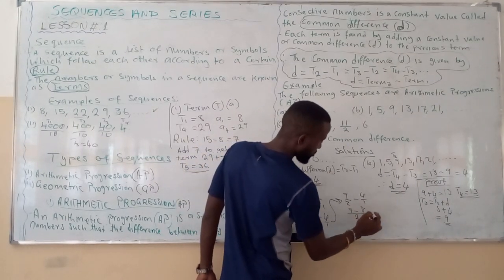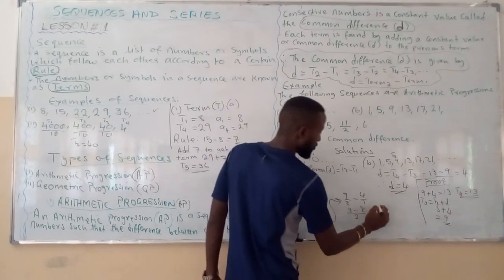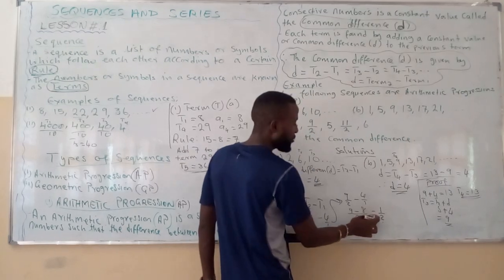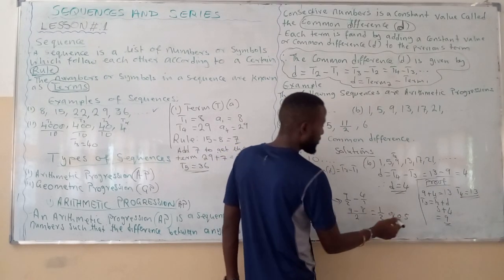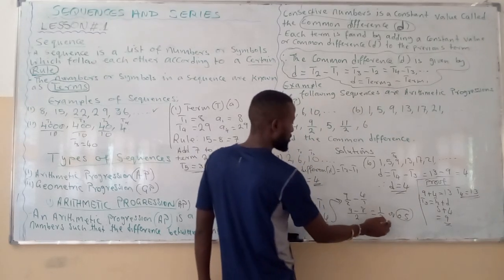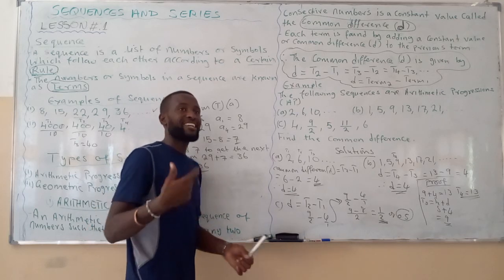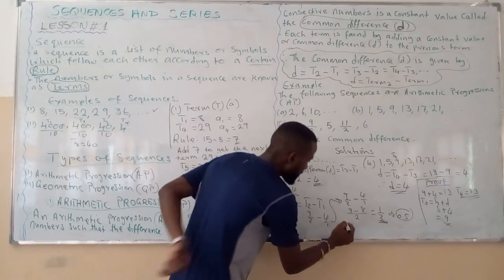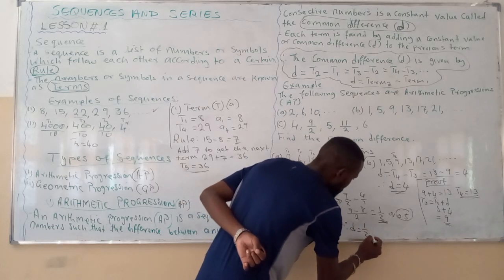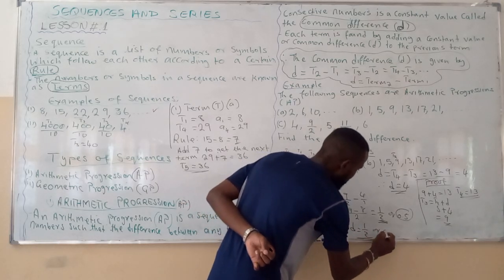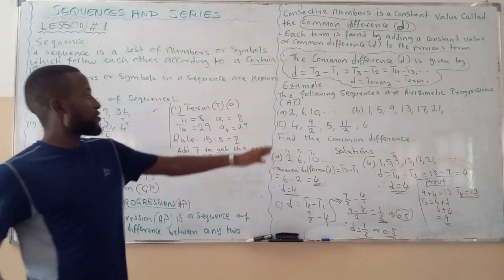Let's continue. 9 minus 8. What is 9 minus 8? It is 1 over 2. So my common difference is 1 over 2, or you can simply say 0.5. But I would advise you to use the fraction, because this is paper 1. Decimals are sometimes challenging to work with. So the common difference for this one, D, is equal to 1 over 2. If you find 0.5, I'll still mark you correct. So that is the common difference for C.